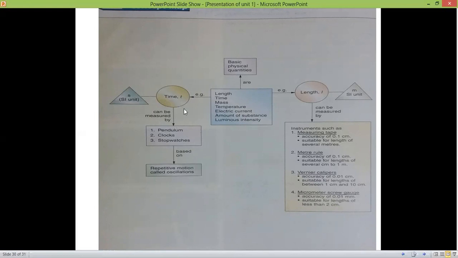In all these devices, time is measured by using repetitive motion. For example, in clocks and stopwatches, vibrations of crystals are used to measure the time. And in case of pendulum, the swings of the bob are used to measure the time period. The repetitive motion of the bob, the to and fro motion of the bob, is used to measure the time period.